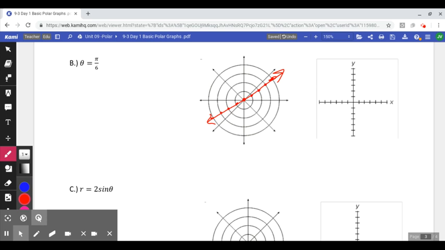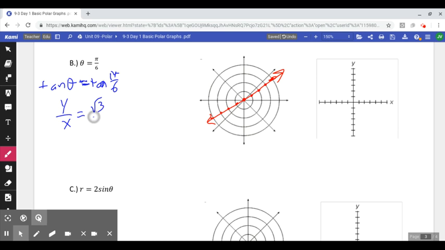If I switch to rectangular, what I'm going to have to do is take the tangent of each side. Oops, it should be an equal sign. And the tangent of theta is y over x, and that'll get us into rectangular. The tangent of pi over 6 happens to be root 3 over 3. And if we multiply by x on each side, we wind up with y equals root 3 over 3 times x.